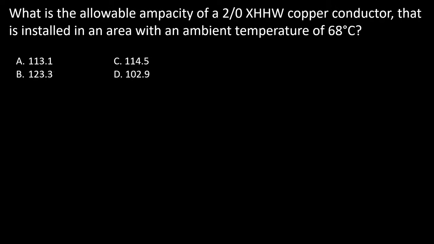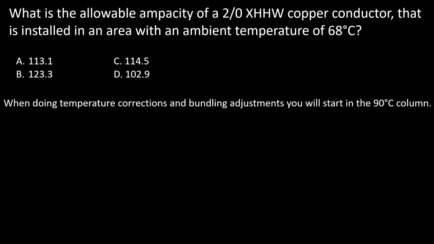What is the allowable ampacity of a 2-gauge XHHW copper conductor that's installed in an area with an ambient temperature of 68 degrees C?